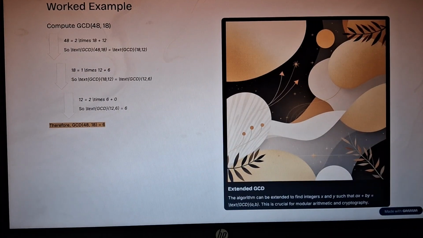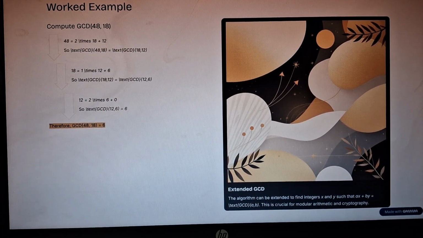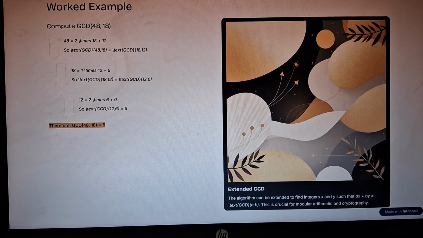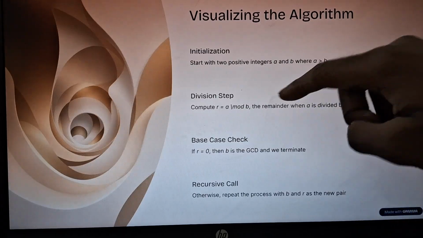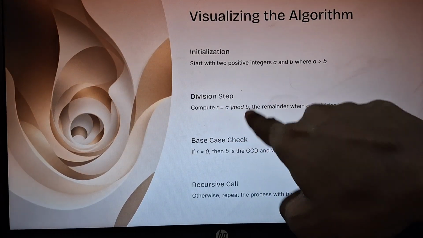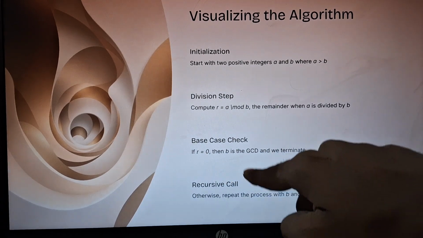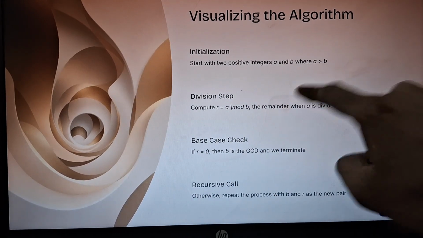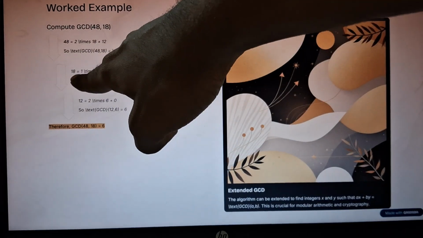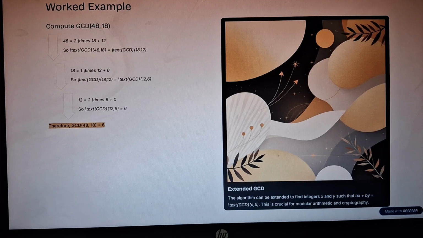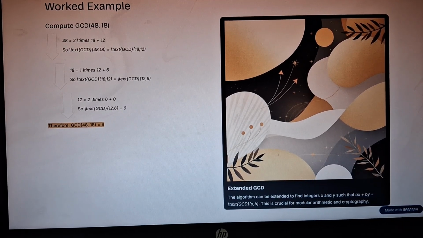Here I have taken two small numbers, 48 and 18. So 48 is 2 times 18 plus 12, that is 36 plus 12. The remainder we get here is 12, and as I told in the division step, check the remainder. 12 is the remainder, but the remainder is not equal to 0. So we again have to repeat this method. 18 is equal to 1 times 12 plus 6. Again 6 is not equal to 0. So we again repeat the procedure.